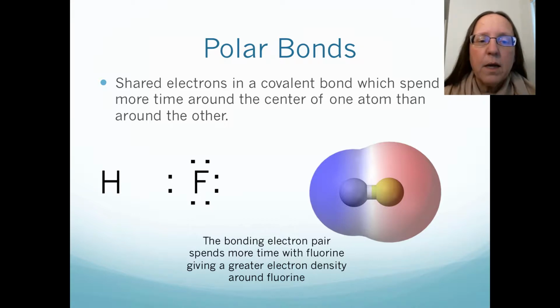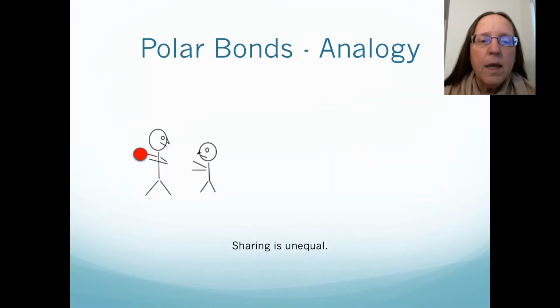Covalent bonds in which the electrons are not shared equally are called polar bonds. I like to explain unequal sharing of electrons with an analogy. Say there are two siblings. I'll call them Robin and Chris. They have a ball. Robin is 5 years old and Chris is 3.